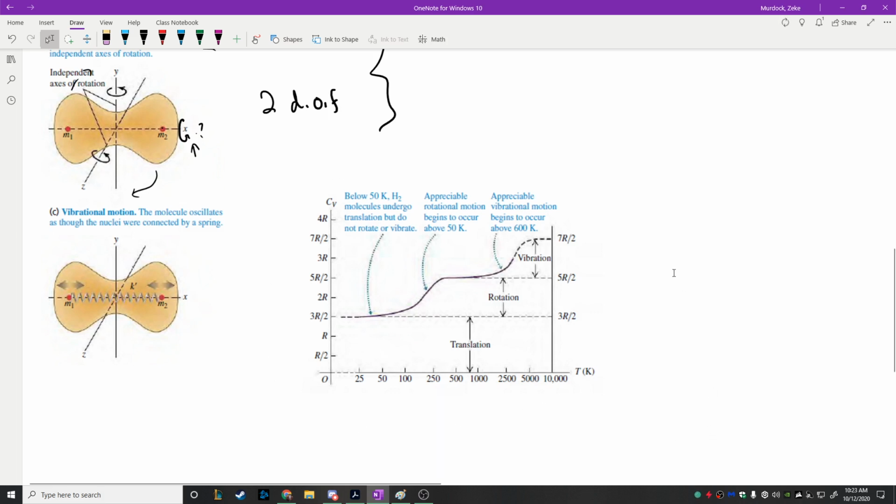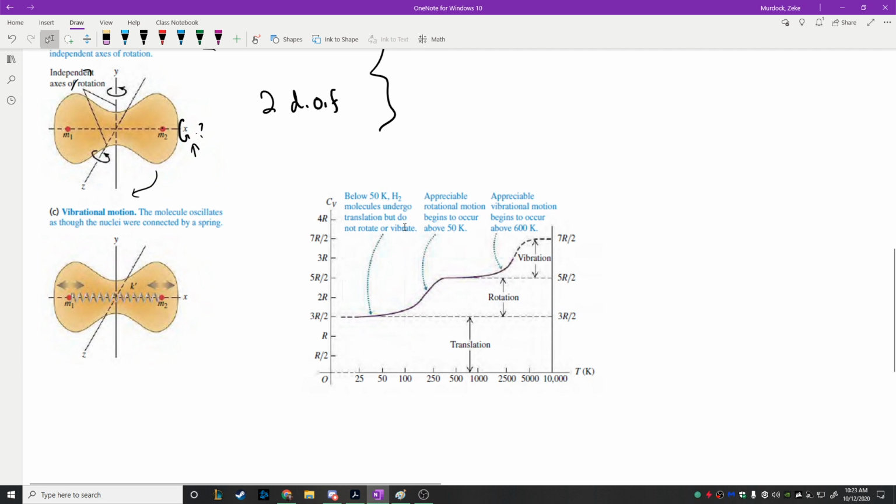This right here is a plot for hydrogen, and it describes the molar heat capacity as a function of temperature, because it turns out that this is actually a function of temperature. And over certain ranges, you get different values. So if you look at this graph, we'll just kind of look at it carefully. It says below 50 Kelvin, so this is very cold temperatures down here. The molecules undergo translation, but they do not rotate or vibrate.